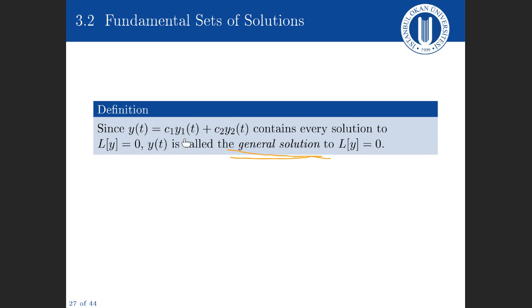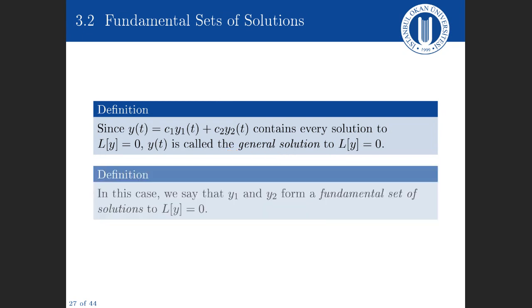If we have two solutions, y1 and y2, and if their Wronskian is non-zero at least one point, then c1y1 plus c2y2 is the general solution. And in this case, we say that y1 and y2 form a fundamental set of solutions to L of y is equal to 0.